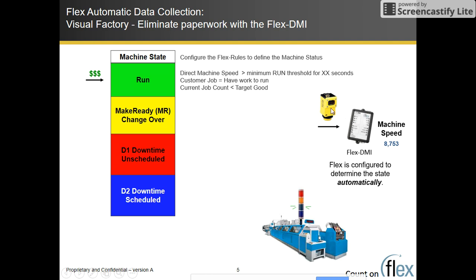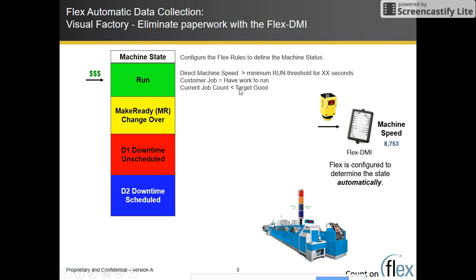will collect that data. Not only will it count, but it'll also know what speed it's running at, and if it's above a certain threshold speed, it's in what we call a run state, a value add state. That's where the machine's above a certain minimum run threshold that you can set in the Flex editor. It's got a customer job. There's work to be done on it, and we haven't finished hitting the count that we need to hit, so we're in a run state.